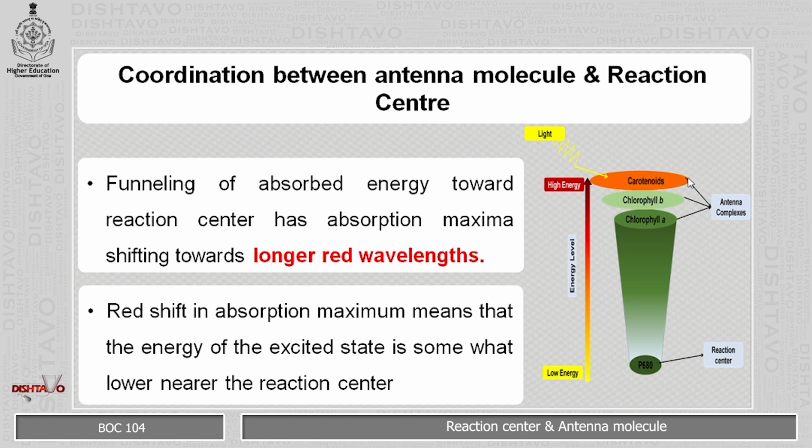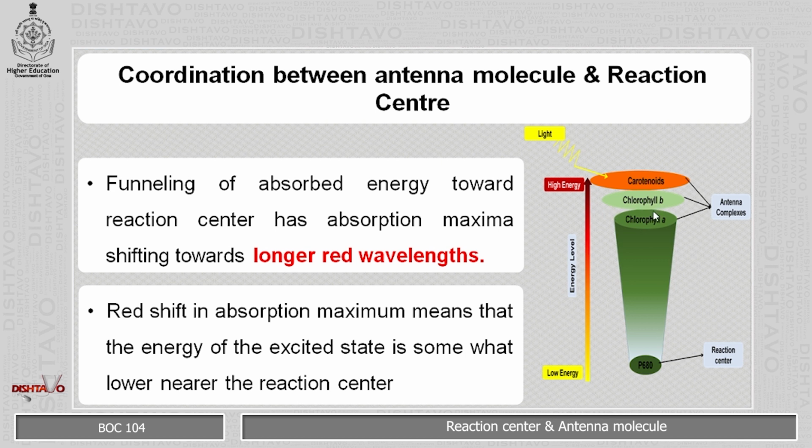We can see here, these are all the antenna complexes like carotenoids, chlorophyll A, chlorophyll B and chlorophyll A. Whenever the light energy hits the carotenoids, whose lambda maximum falls around 480 nanometer, it shifts to chlorophyll B, which has the absorption maxima around 662, 72, all that, and chlorophyll A, and ultimately comes to the reaction center, which is 680 nanometer.